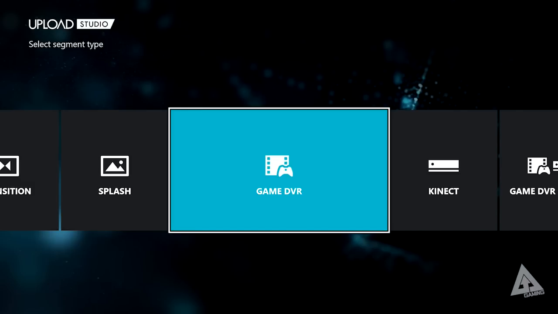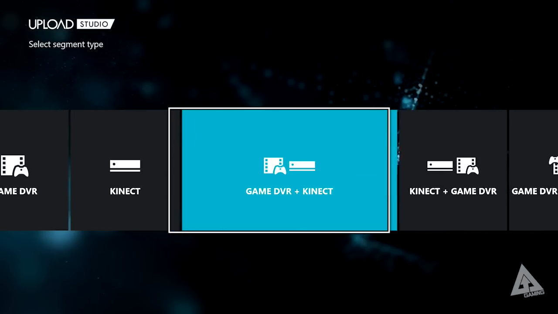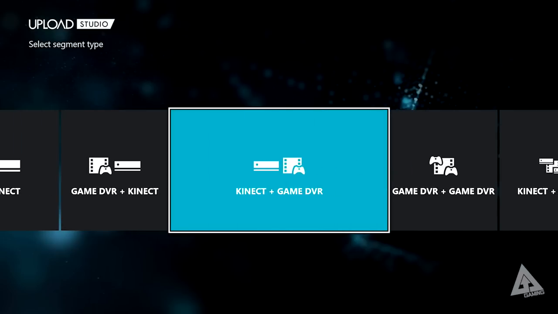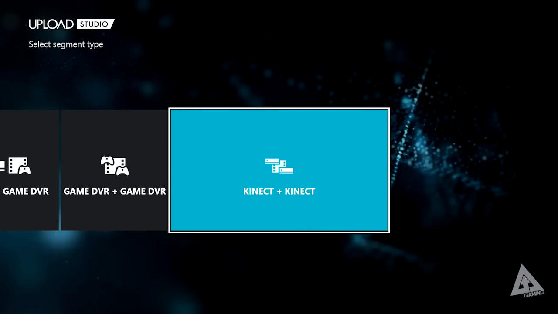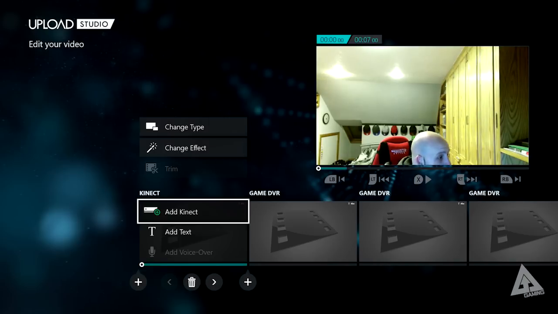So when we're in change type, you can see by default, Game DVR is selected. But I can then go over to Connect, or Game DVR plus Connect, Connect plus Game DVR, Game DVR plus Game DVR, and Connect plus Connect. That's the equivalent to your picture-in-picture. So for example, if I add in Connect, and then you can see if I go back to the bucket, it now asks me to add Connect.